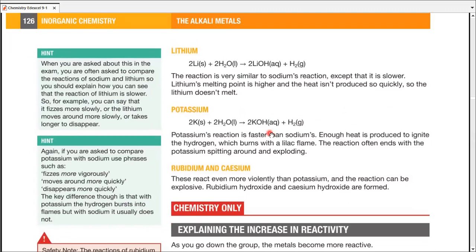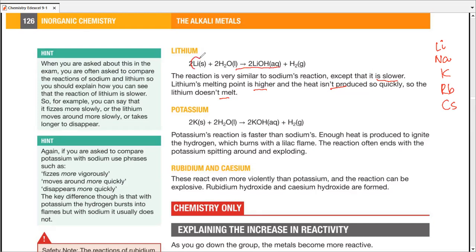Now, moving on, reaction with lithium. We started off with sodium. Lithium is above sodium in the group. However, potassium, rubidium, and cesium are placed below it. So if lithium is above sodium in the group, the reaction with lithium would be slower, less explosive, less vigorous, or less rapid. Lithium's melting point is higher, heat isn't produced so quickly, lithium does not melt, however, the reaction is written in the same way.